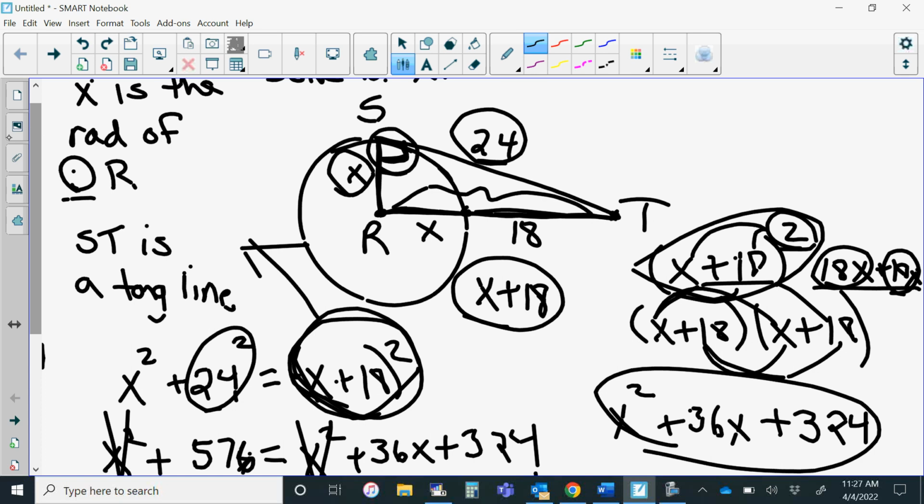So that would mean that 7 squared plus 24 squared should equal what? No. 7 squared plus 24 squared should equal 25 squared. Does that make sense? Because the x was 7 plus 18, this whole length is then 25.